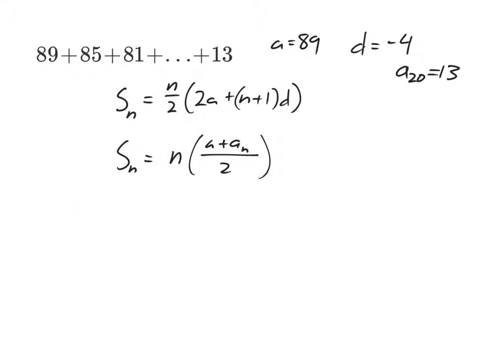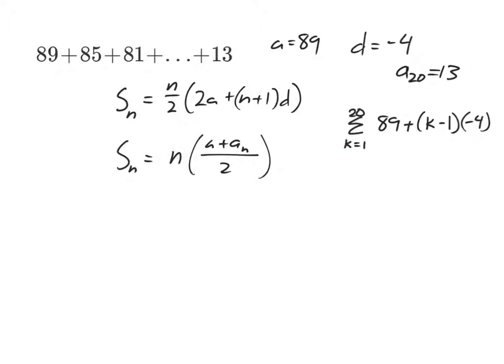Just to give a little more information, you don't have to do this, but I'm going to. I can rewrite this as a summation as k goes from 1 to 20, now that I know that this is the 20th term, of a, which is 89, plus (k minus 1) multiplied by my common difference. Once again, this isn't needed. I just wanted to make sure I put this in the video.